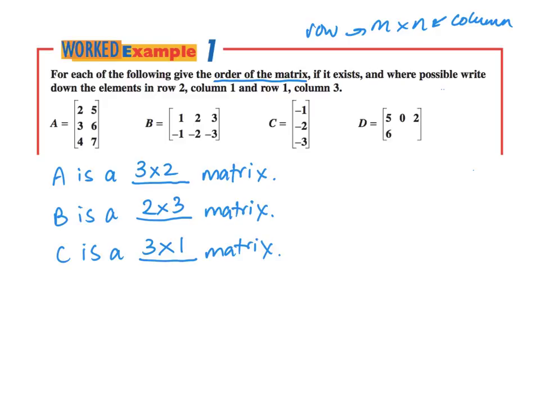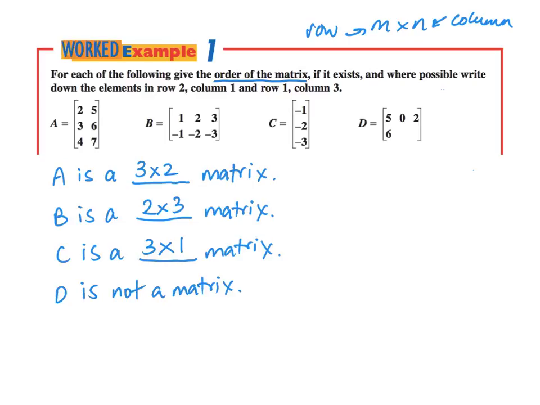Now, if we consider matrix D, in order for it to be a matrix, all of the elements in the rectangular array must be filled. All the positions must be filled. So this does not qualify as a matrix. So we say D is not a matrix.